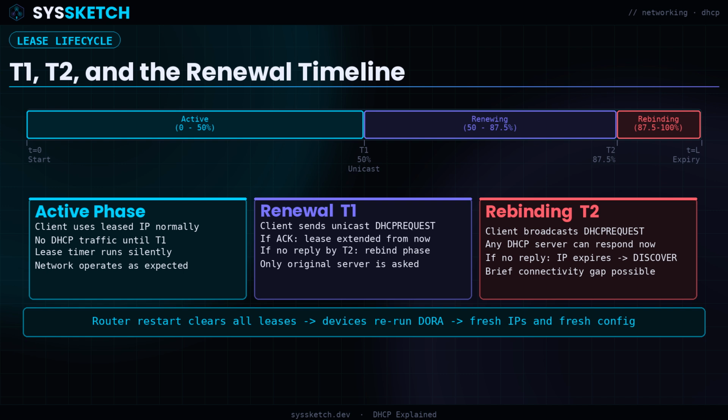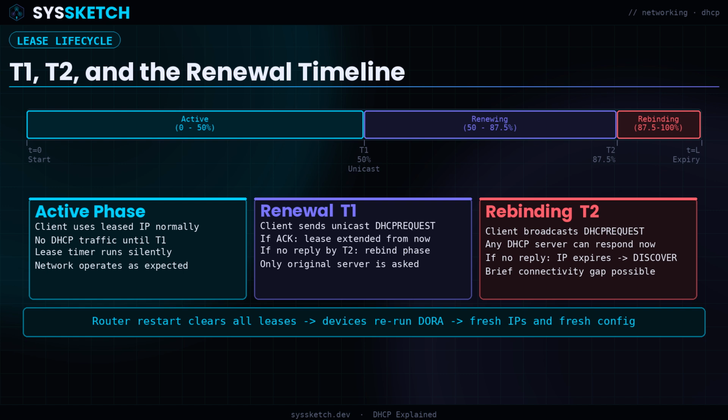If the server does not respond by the time T2 arrives, at 87.5% of the lease duration, the device enters the rebinding phase. It now broadcasts a DHCP request to any available DHCP server on the network. Any server can respond and extend the lease.